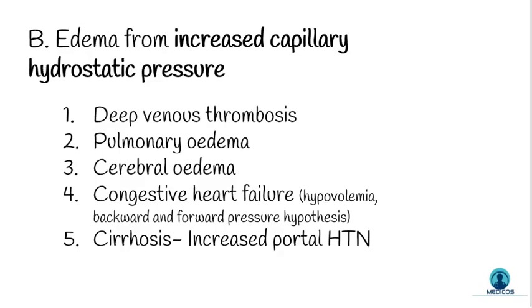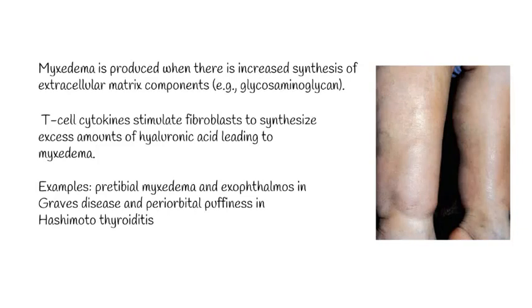There is also another type of edema called myxedema, which is seen in hypo- and hyperthyroidism, and it's associated with increased production of glycosaminoglycan. T-cell cytokines stimulate the fibroblasts to synthesize an excessive amount of hyaluronic acid, leading to myxedema.